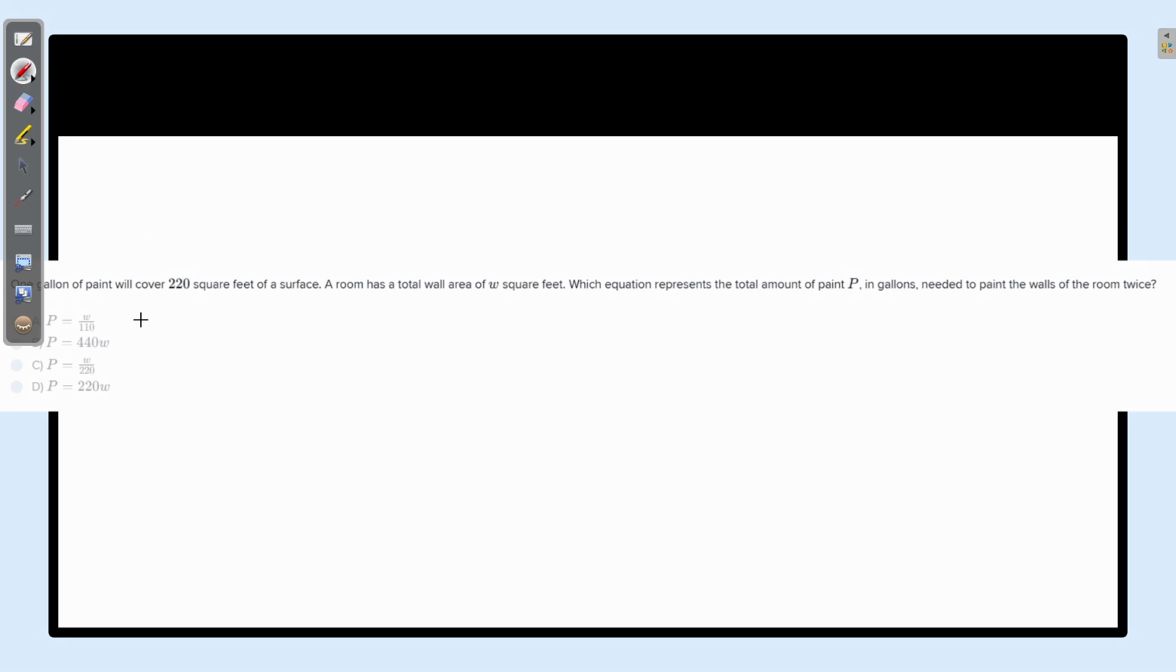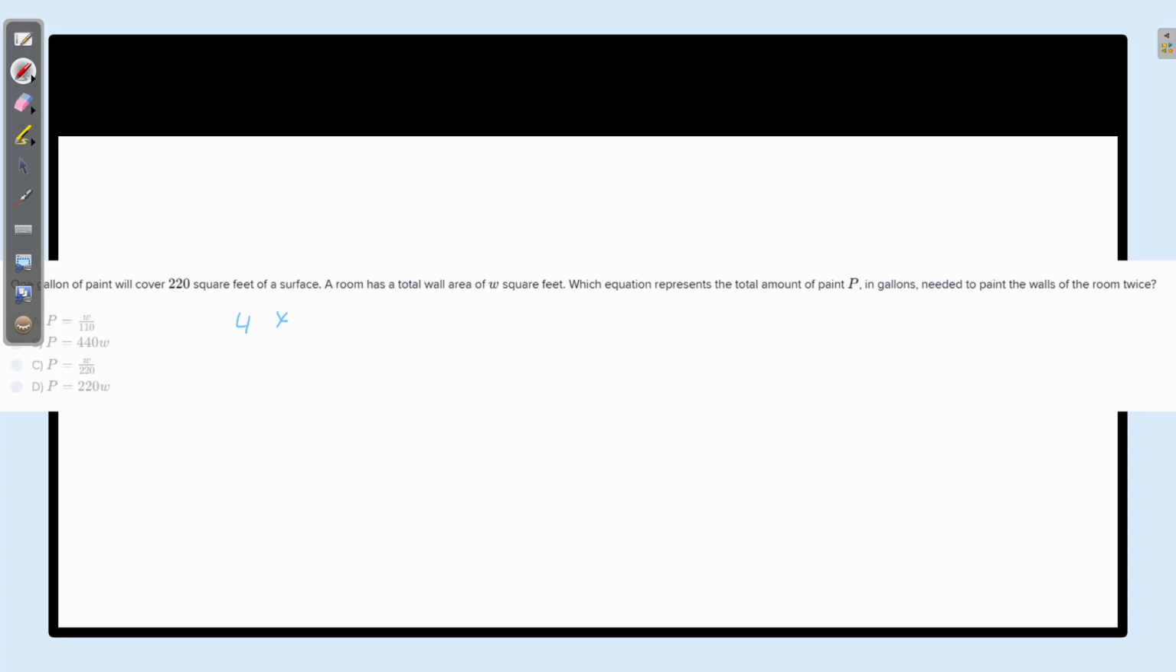So what I want to do is kind of just test all these answers. Now, what I'm thinking here is to set W equal to 440 as an example. Why? Because that's double the amount of paint that 1 gallon will cover on a surface. So then what I'm going to do is plug this into every equation given. And we should get an answer of P equals 2, since we would need 2 gallons to paint twice as much, right? So let's plug this in.